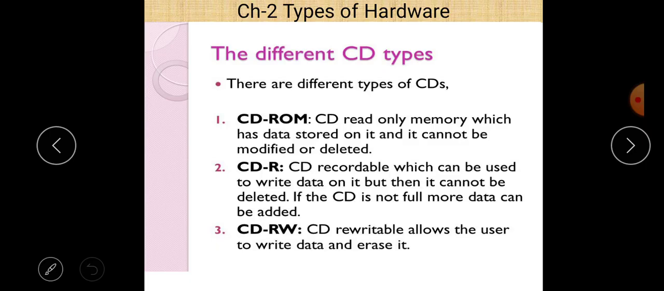If the CD is not full, more data can be added. CDRW means CD rewritable, which allows the user to write data and erase it. These are the different types of CDs.